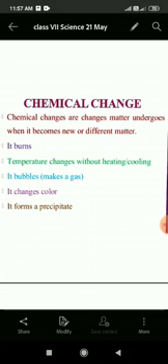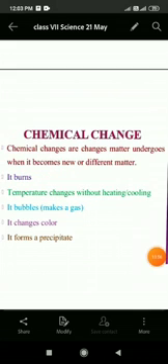Next, if a change in color is taking place, that is also an indication of chemical change. And if a precipitate is forming, a precipitate is actually a solid dissolved in or spread in a liquid medium. So these are some indications by which we can identify that the change is chemical.